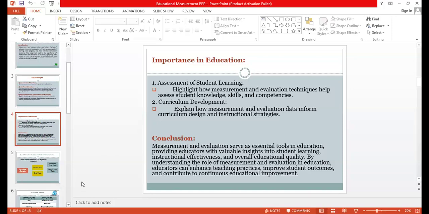By understanding the role of measurement and evaluation in education, educators can enhance teaching practices, improve student outcomes, and contribute to continuous educational improvement. Now we will move on to the next topic.